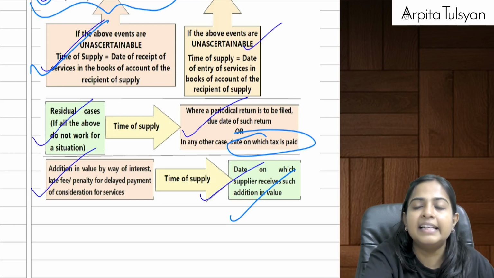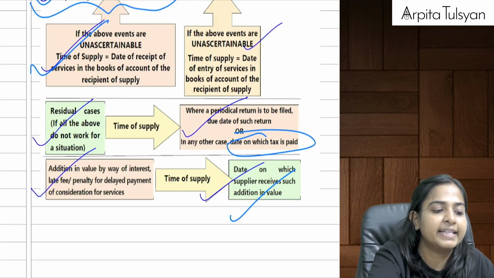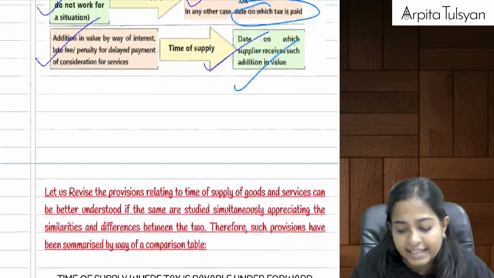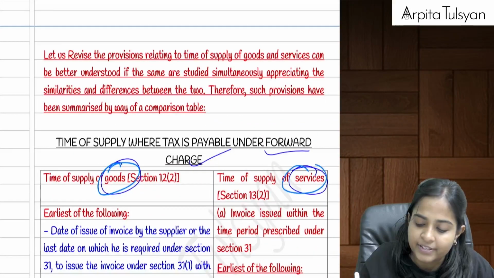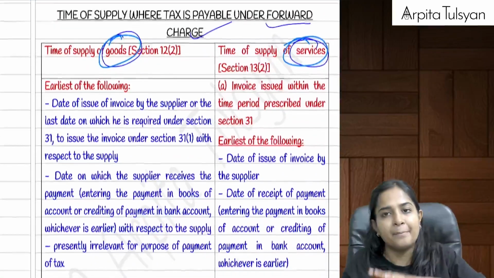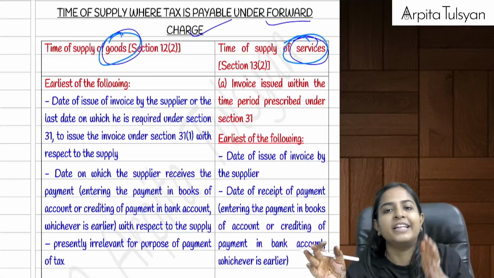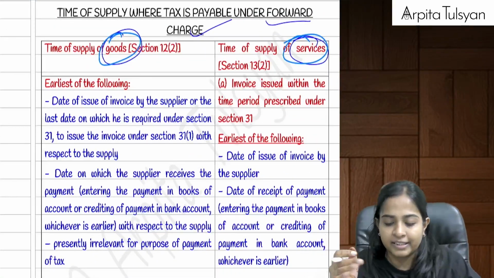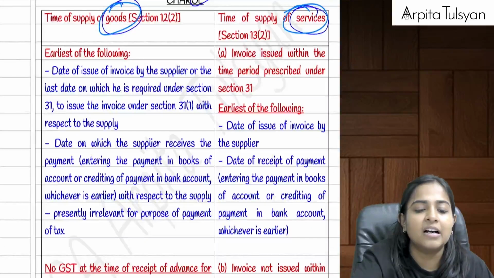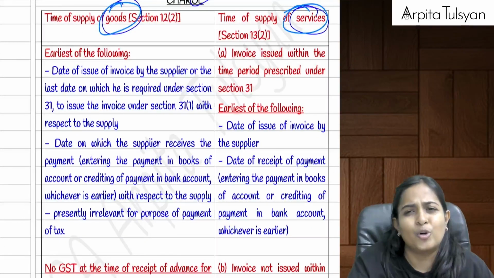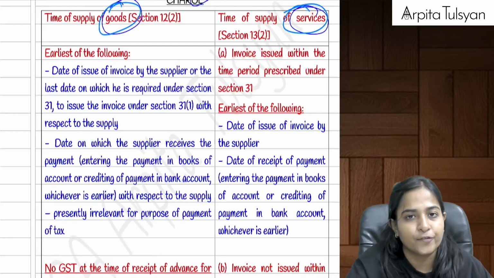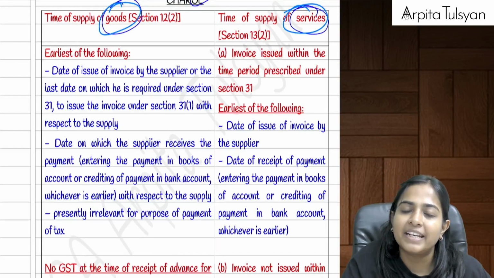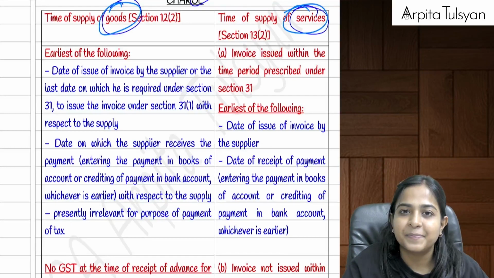Very clear till here, everyone? Yes. And then in your main book itself, I have compared goods and services provisions. Example, 12.2 has been compared with 13.2, 12.3 will be compared with 13.3, etc. So this is again a revision thing only, it is not a new thing, just a revision of the previous one. I hope I am very clear till here, everyone. Yes.